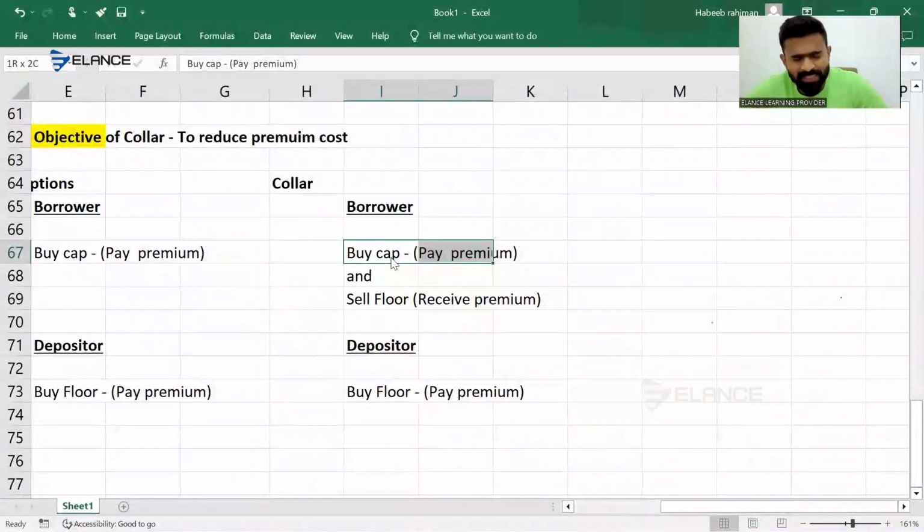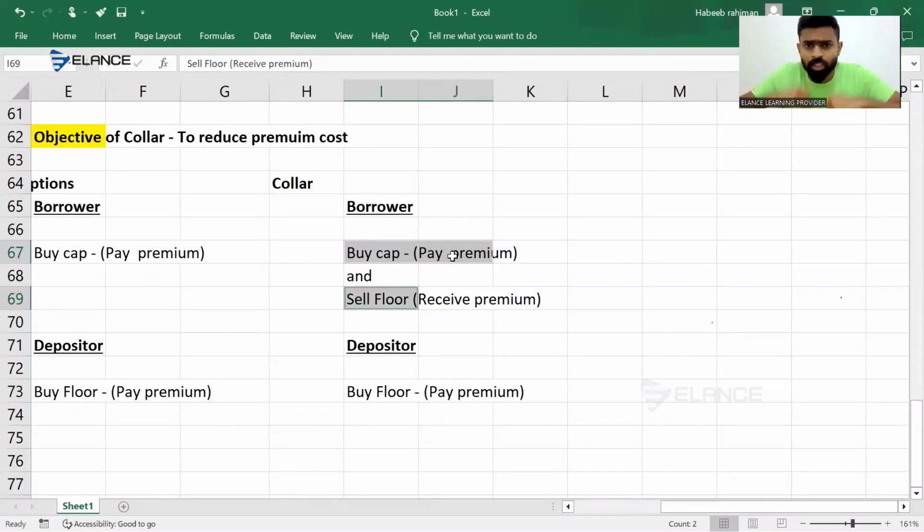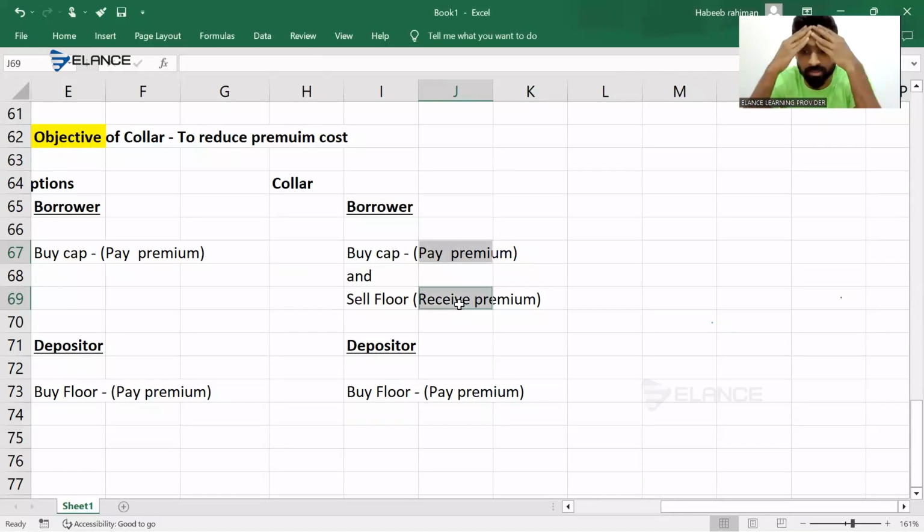So in case of a collar, simultaneously we will buy an option and we will sell another option. For both options, we have to pay premium. For the sold option, we will receive premium. Altogether, we are paying premium and receiving some premium. See, this is the only point you have to learn at this limited level of FM. Previously, you were just paying premium. Now you are paying some premium and you are receiving some premium. So overall premium cost will be reduced.